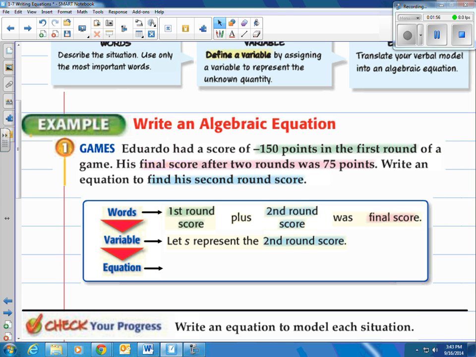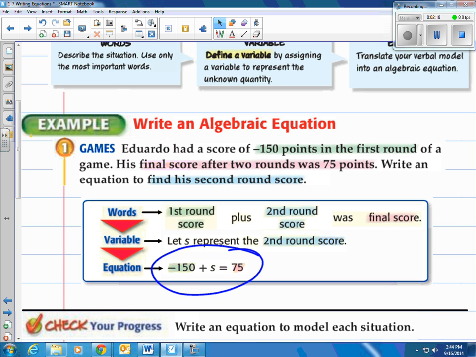Then literally, you plug the information in that you have. Well, you know the first round score, that's negative 150. You know what a plus sign looks like. Second round score is going to be S, because we just defined it in the second step there in variable. And then the "was" is going to be your equal sign, and that's what that typically is in math. And then final score, we knew that was 75. There is the equation that we were looking for.